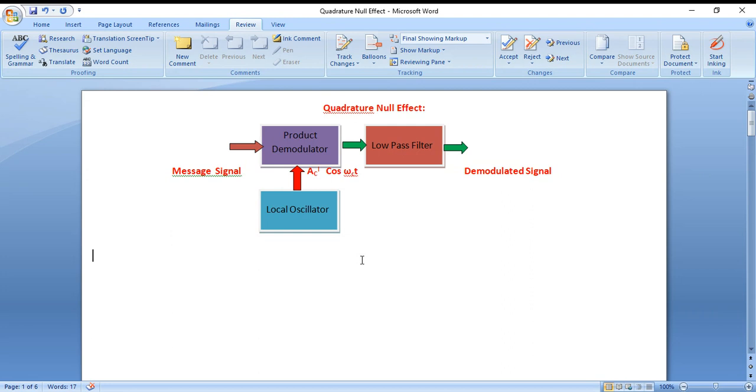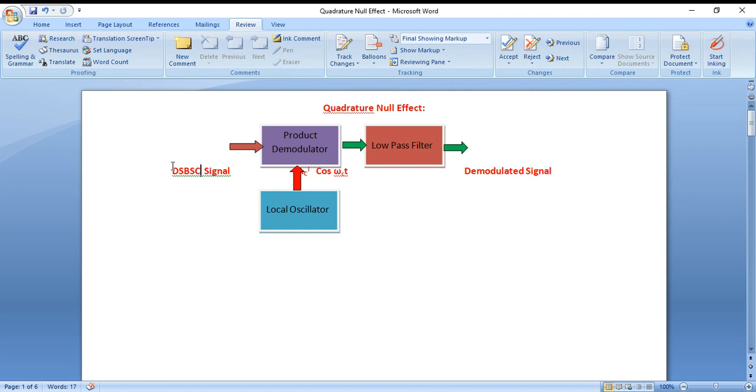In coherent detection, as the name implies, the incoming modulated signal is multiplied with a local carrier signal. This carrier signal must be the same in frequency and the same in phase as the carrier used at the transmission side. It means if I am using a carrier signal cos omega ct, the same carrier signal cos omega ct must be produced by the local oscillator. Then we call them exactly in coherence.